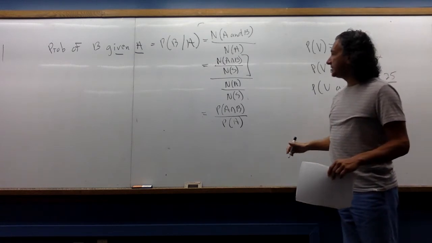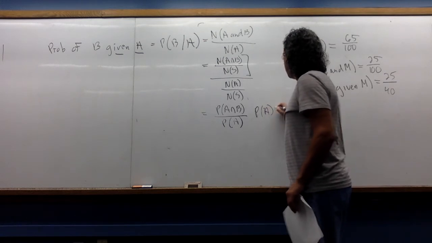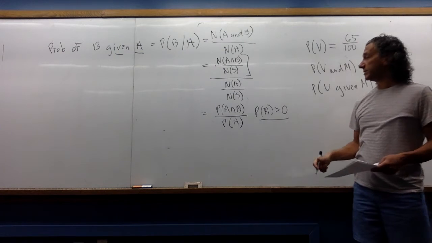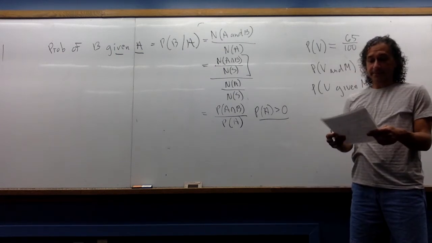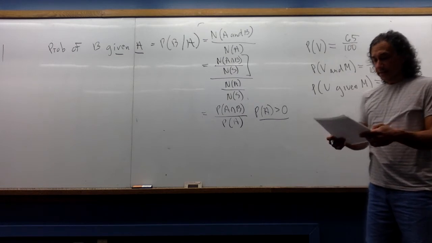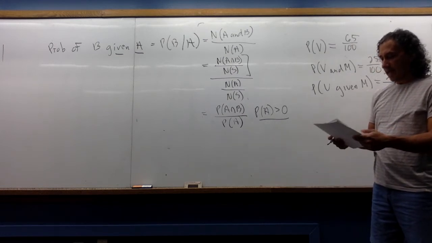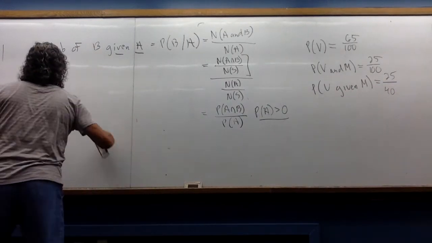One caveat is that for this definition to be valid, we need the probability of A to be not equal to 0, which is akin to saying that the probability of A is bigger than 0. So that is the probability of B given A. Let's play around with this a little bit more with a couple of examples.